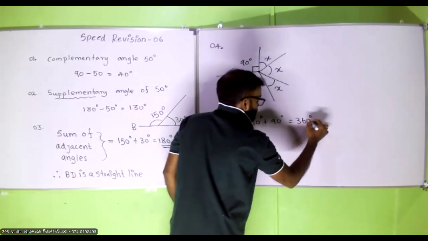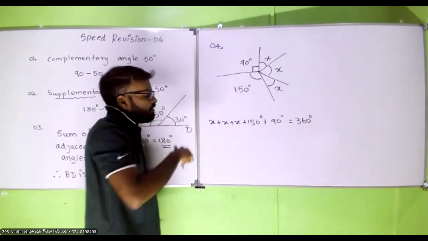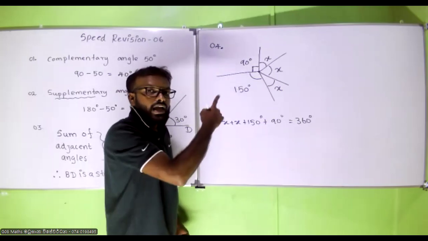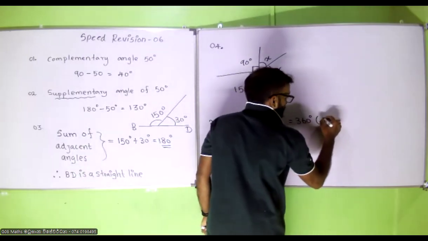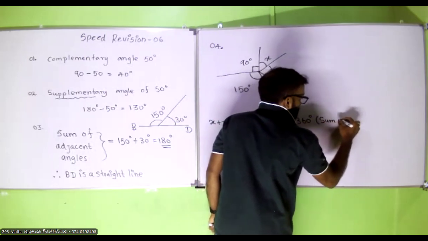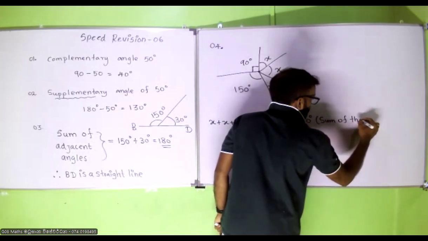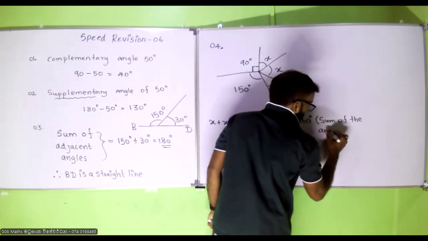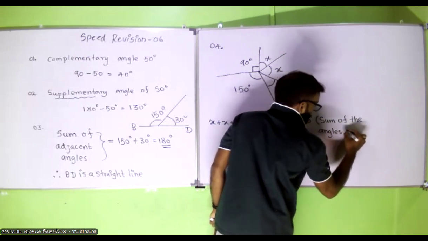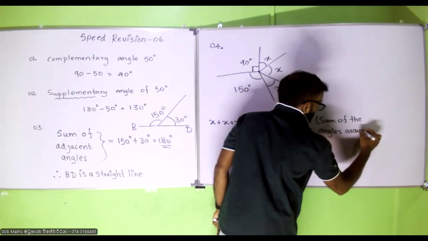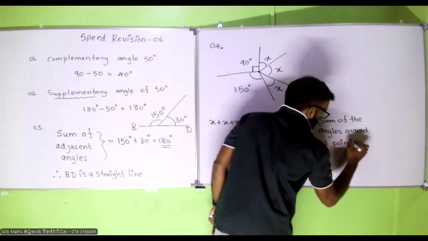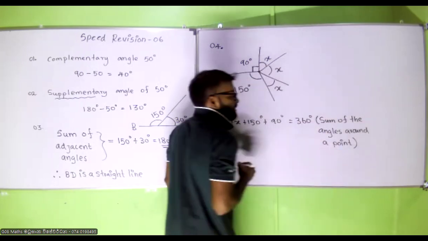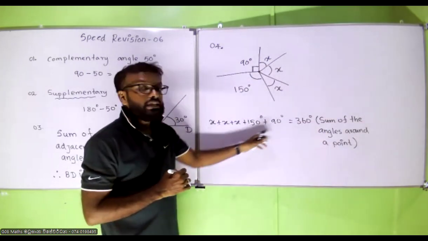So the reason is: sum of the angles around the point. If you want, you can write sum of the angles around the point. Make the reason. This is the reason for this step.